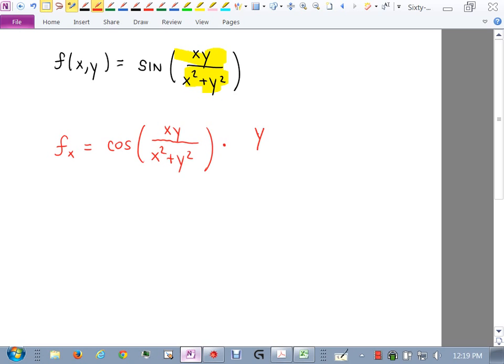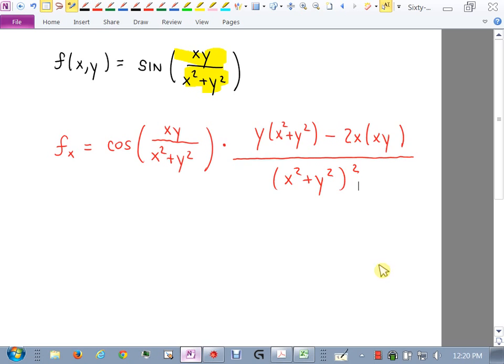Then the quotient rule says times now the bottom, minus top times the derivative of the bottom, or the derivative of the bottom times the top, however you want to do it. What's the derivative of the bottom with respect to x? Just 2x, right? So 2x times now the top, which was xy, all over the whole thing, right? There we go.